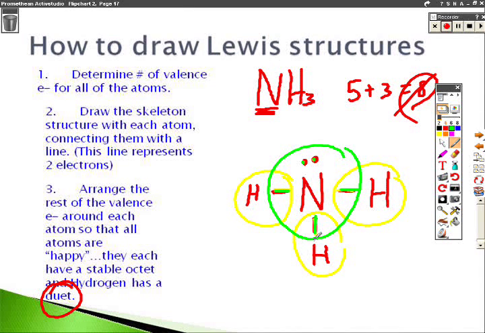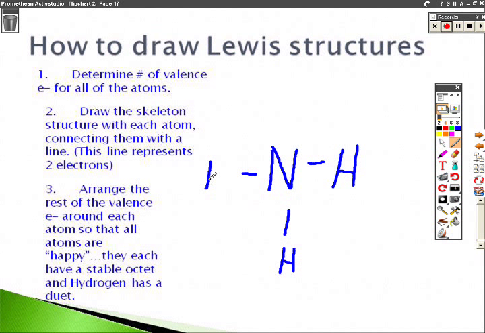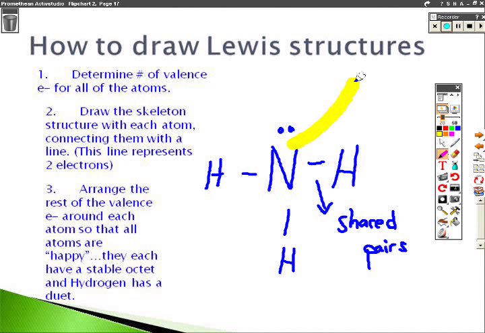So the correct way to draw ammonia is to draw it like this. N, H, H, H, with 2 dots up top. These are all shared pairs. They're shared back and forth in a tug-of-war between nitrogen and hydrogen. And this pair up here is a lone pair, and in reality it forms this huge blob up here.